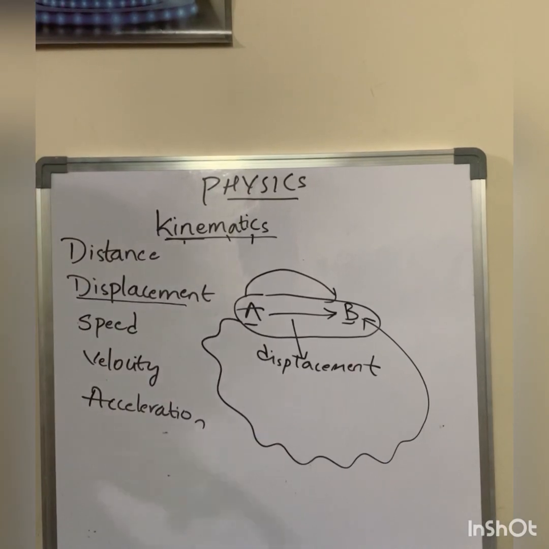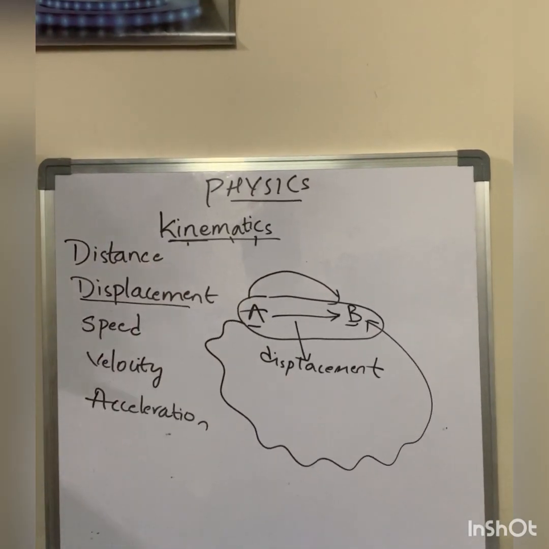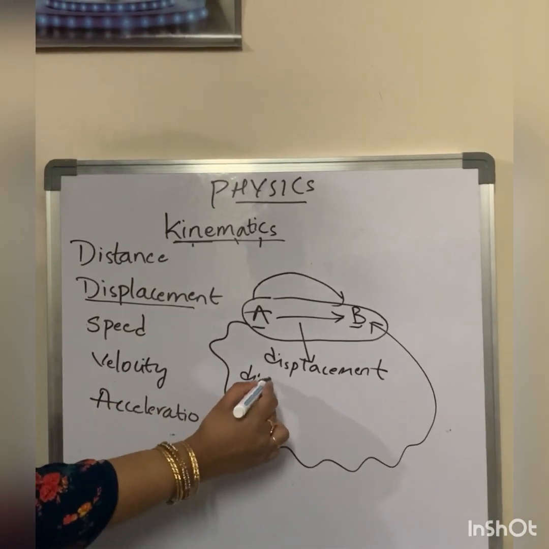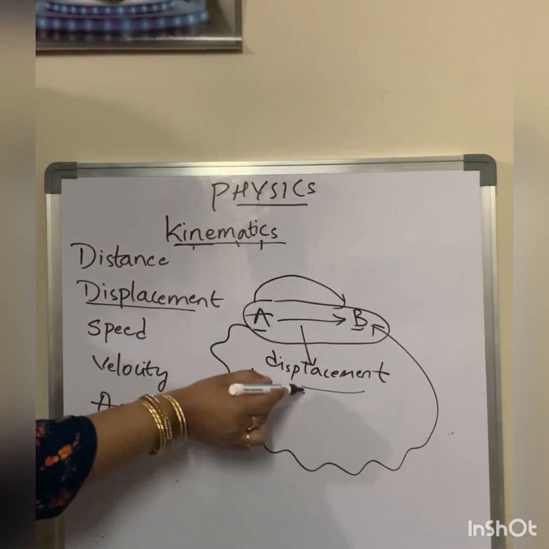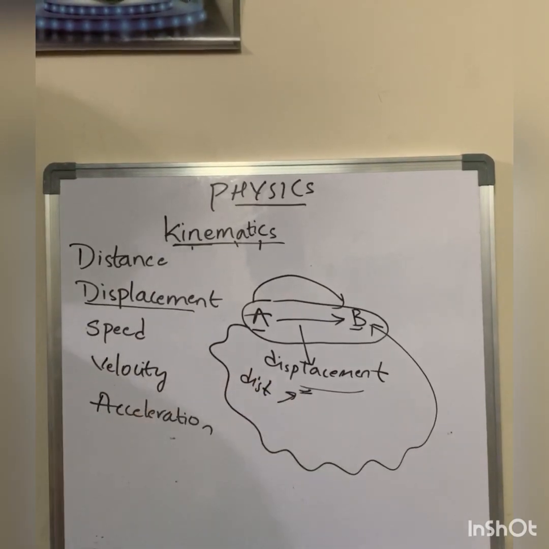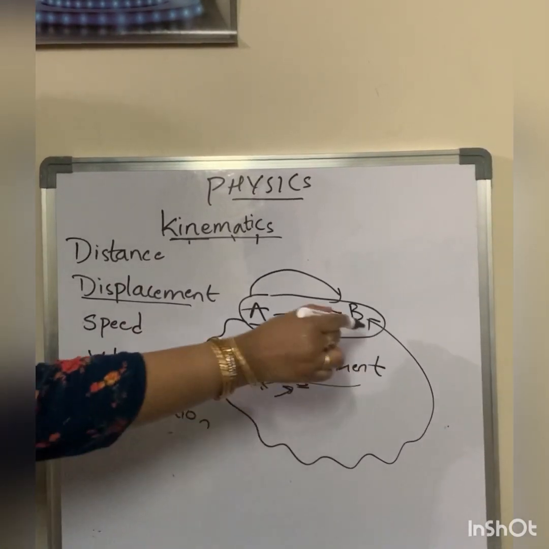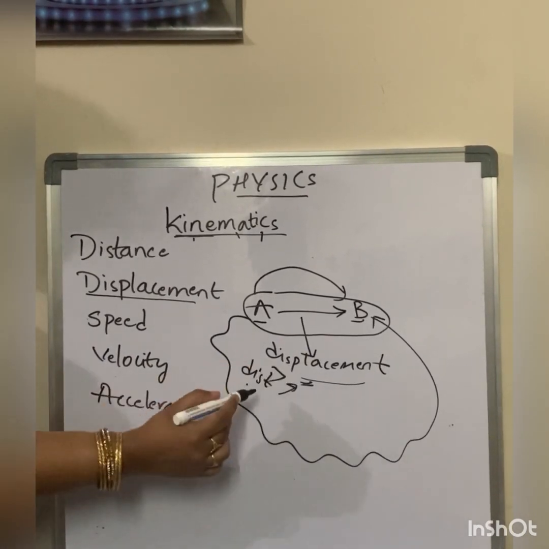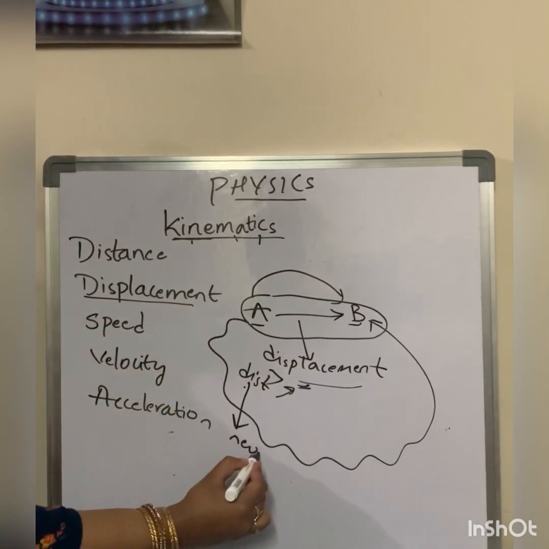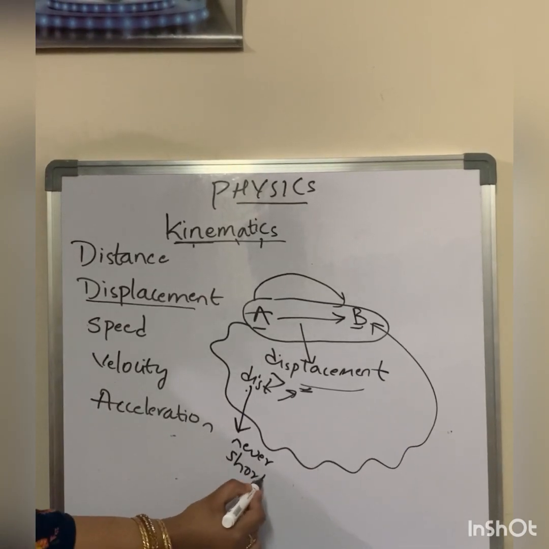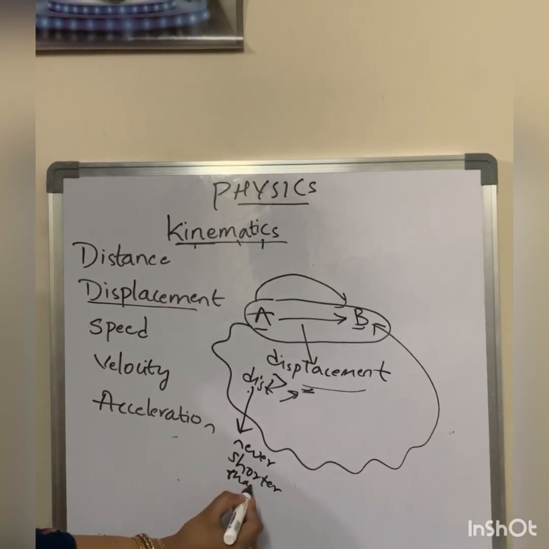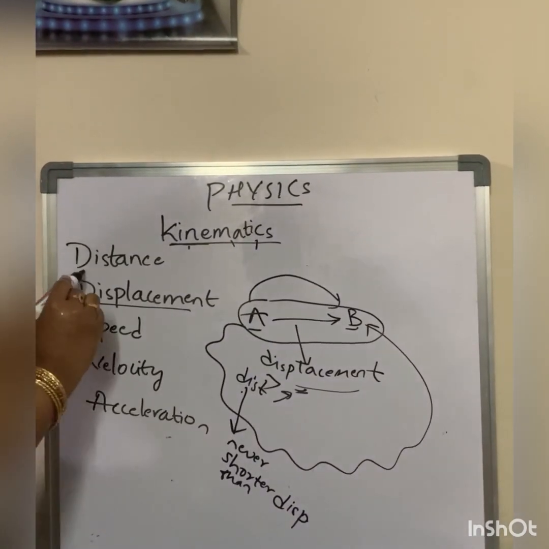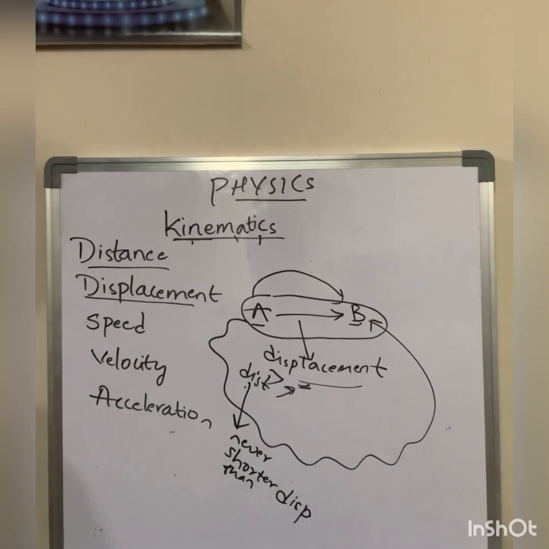We have to mention it as from A to B, but not in between A and B. Okay. So distance is never shorter than displacement. Distance may be equal to displacement or longer than displacement, but distance is never shorter than displacement. Okay, these are the two terms, distance and displacement.